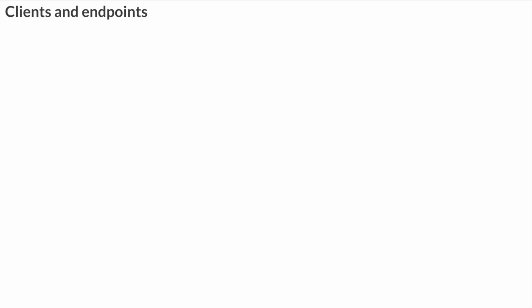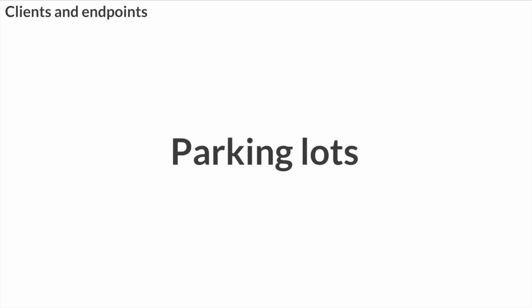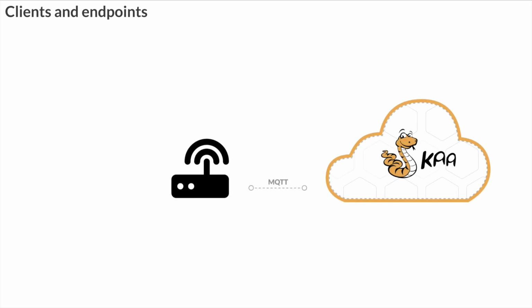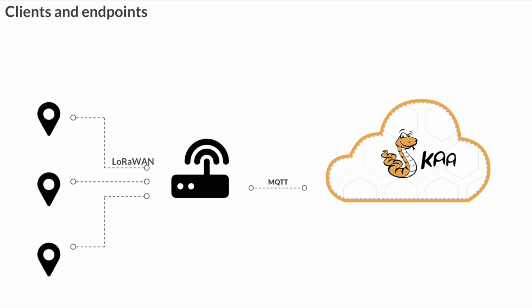Let's talk about clients and endpoints. Suppose you are working on a parking lot solution that monitors whether the parking lots are free or not. You have the Kaa platform and the gateway, which is connected to the platform by means of the MQTT protocol. Then you have a bunch of sensors that monitor parking lots. They are connected to the gateway using the LoRaWAN protocol. In the Kaa terminology, the sensors are endpoints and the gateway is the client.